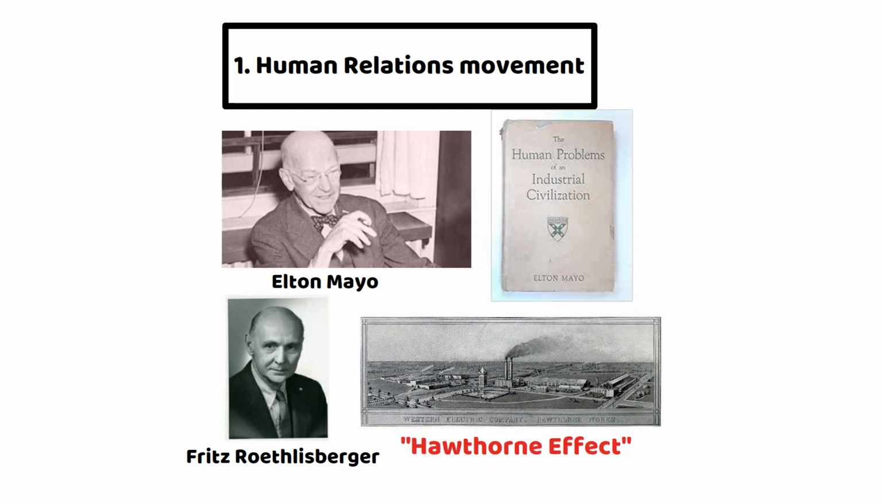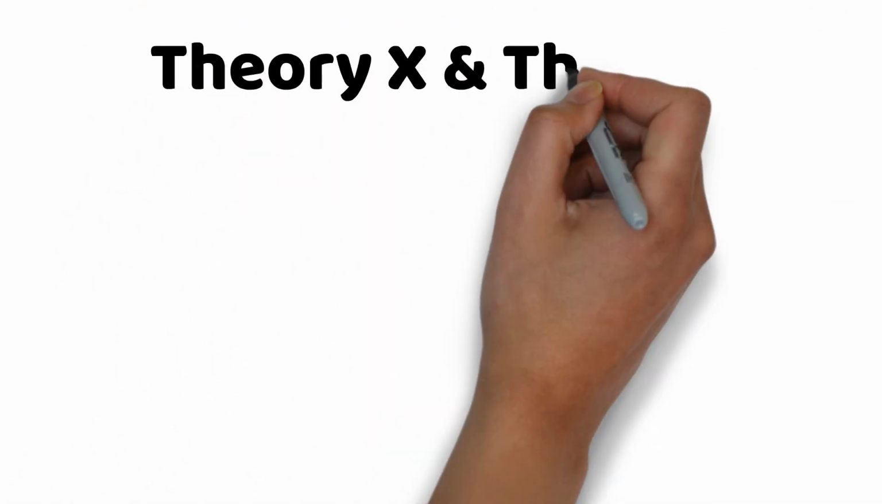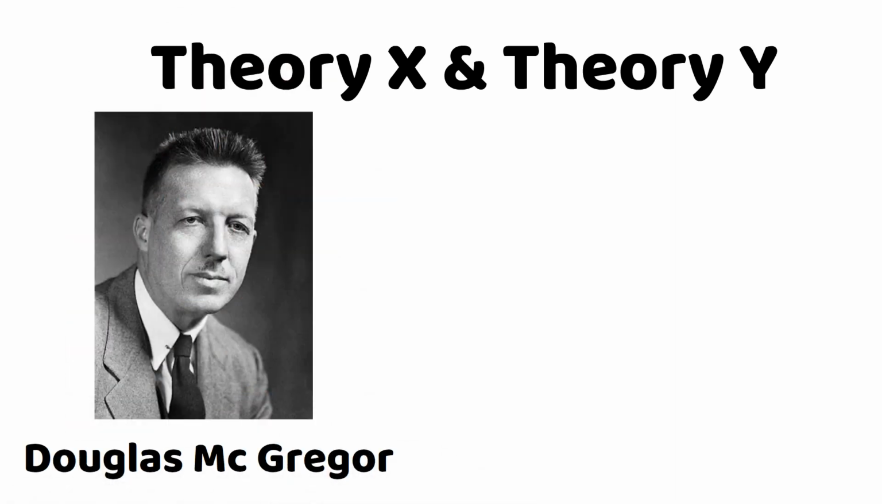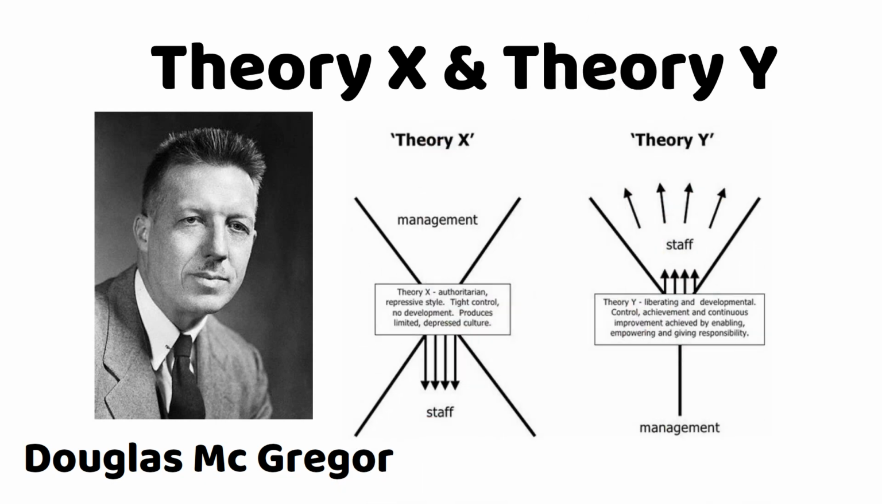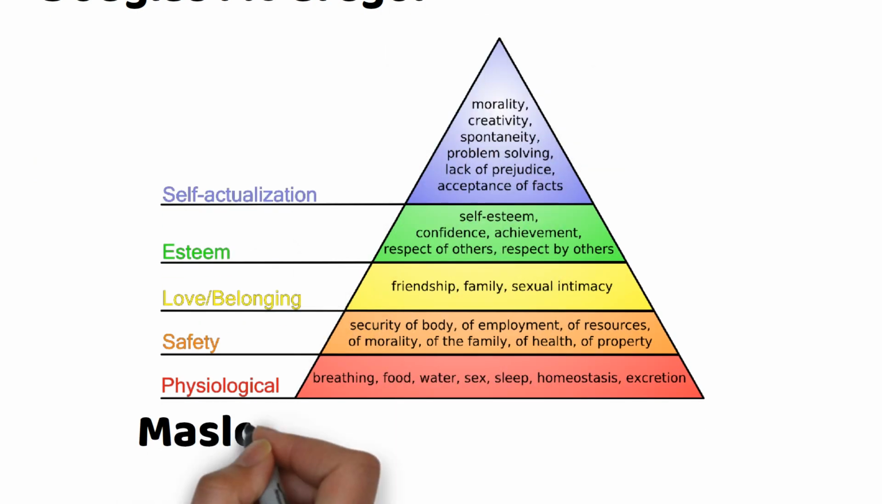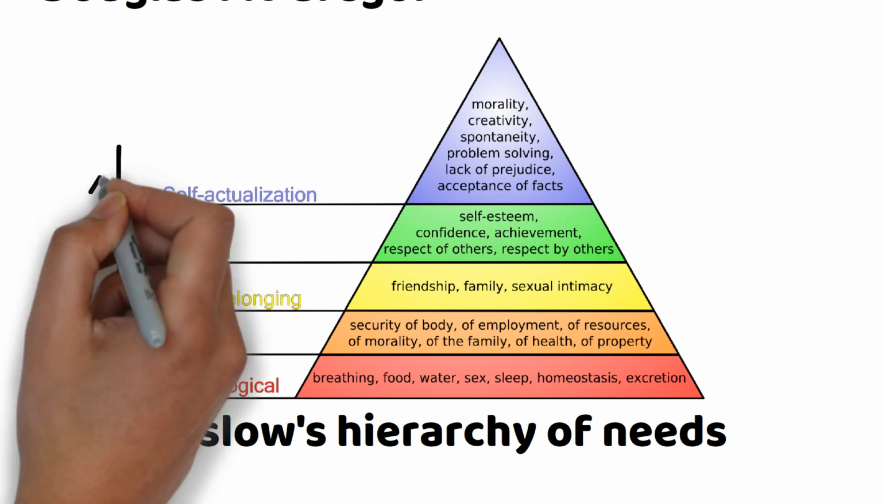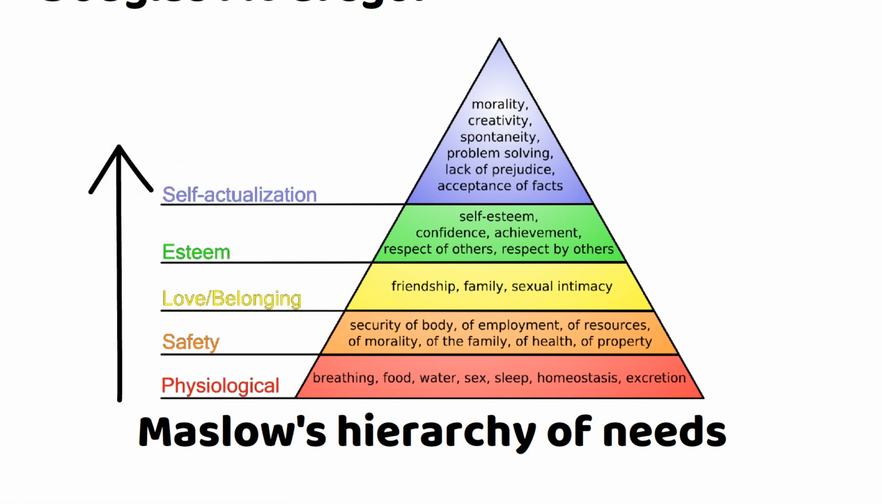Another theory in this domain is Theory X and Theory Y, which was proposed by Douglas McGregor. The theory depicts 2 sharply contrasting sets of assumptions about human nature, or we can say 2 opposing perceptions of employee motivation. We also discussed Maslow's hierarchy of needs in this field, which suggests that people are motivated by a series of needs that are arranged in a hierarchical order. And from down to the top, the hierarchy consists of 5 levels.